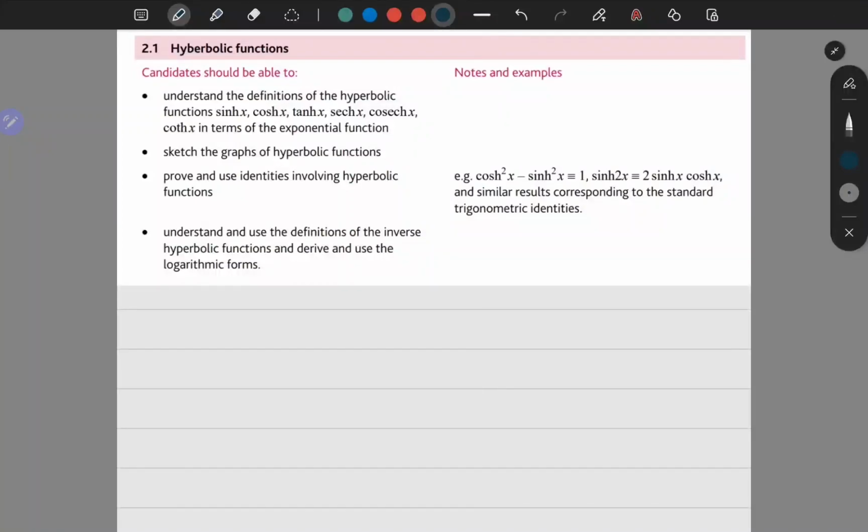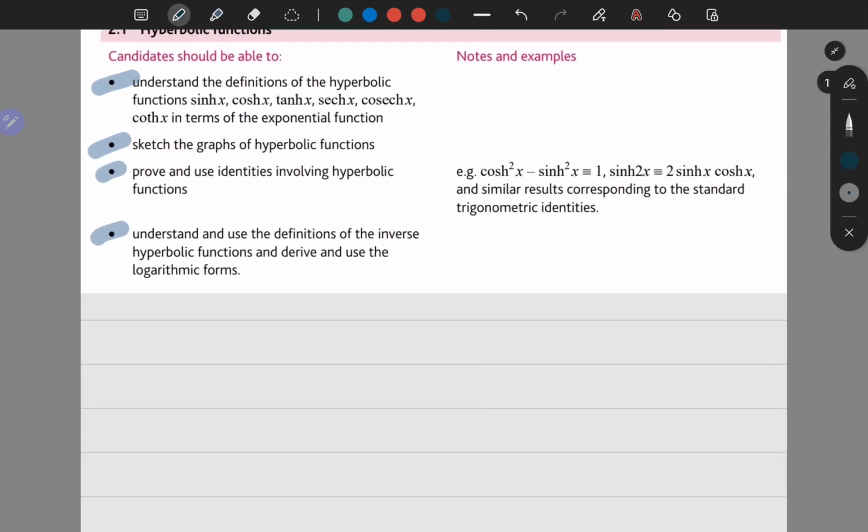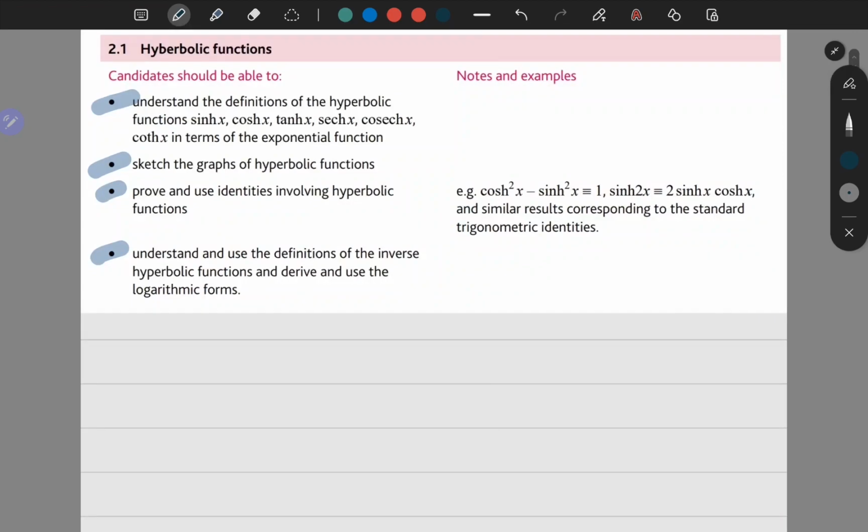Today we're going to be discussing hyperbolic functions. This is the first chapter in A2 Further Maths 9231 CIE, if you're wondering. We don't have much to go over, just about 4 or 5 things. We need to know what the hyperbolic functions are, how to sketch them, and how to prove the identities and use their inverses, which is basically the bare bones of the entire chapter. There's not much to it, so let's begin.